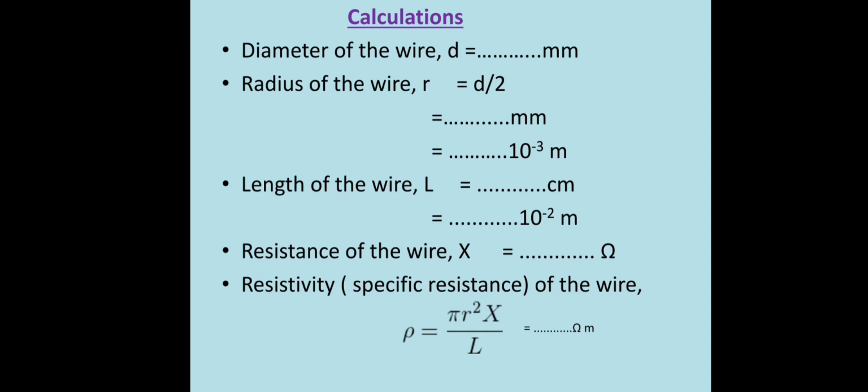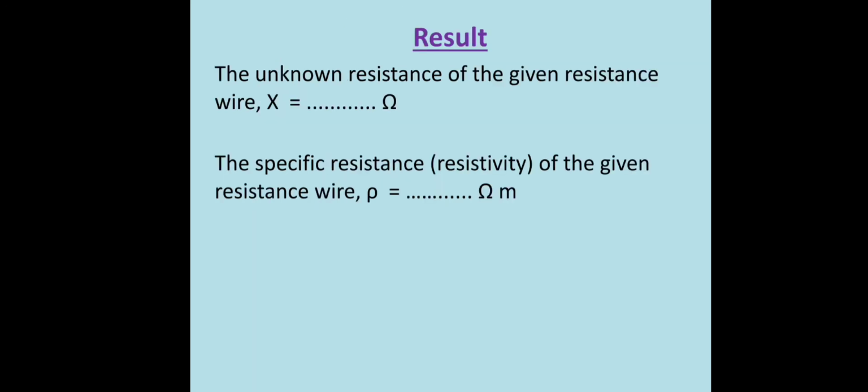and then we apply it in the formula of resistivity and calculate the value of resistivity by the formula pi r square by L into X, and the unit of resistivity is ohm meter. From this we come to the result. The unknown resistance of the given resistance is this many ohm. The specific resistance or resistivity of the given resistance wire is rho is equal to this many ohm meter.